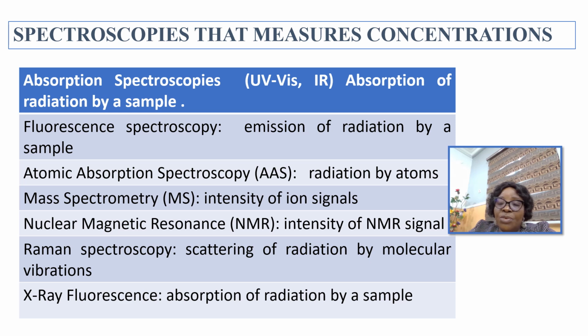We have the mass spectrometry, which measures the intensity of ion signals, which are directly proportional to the concentration of the ions. And the nuclear magnetic resonance, it measures the intensity of nuclear magnetic resonance signals, which is directly proportional to the concentration of the nuclei. We have the Raman spectroscopy, which measures the scattering of radiation by molecular vibrations, which can be used to determine concentration. And we have the X-ray fluorescence. It measures the absorption of radiation by a sample, which is directly proportional to the concentration of the elements.